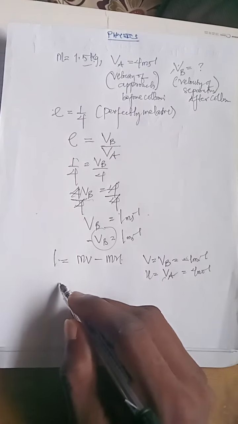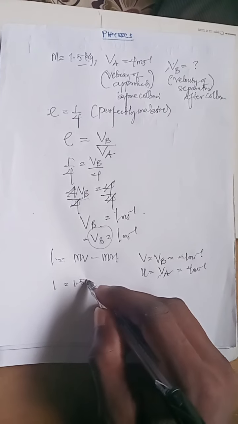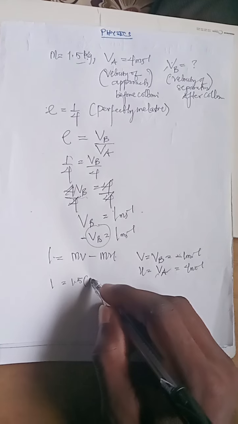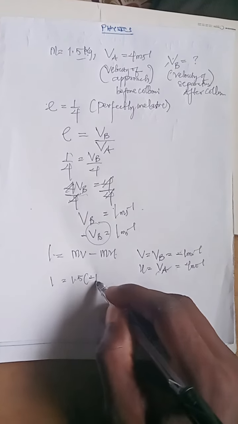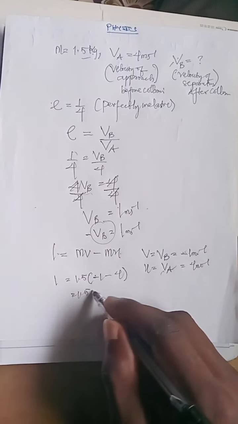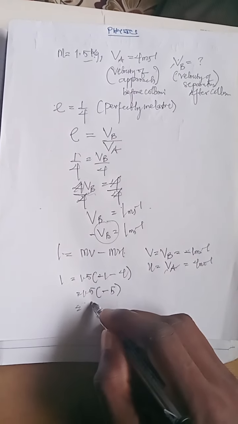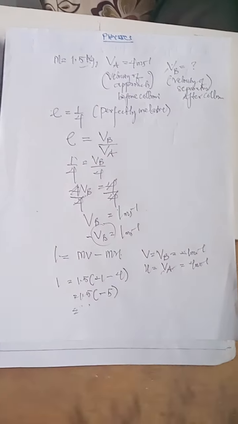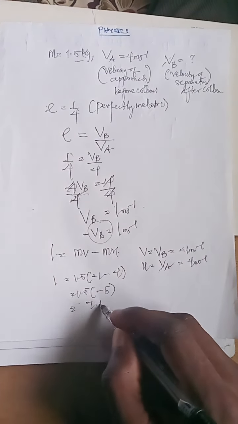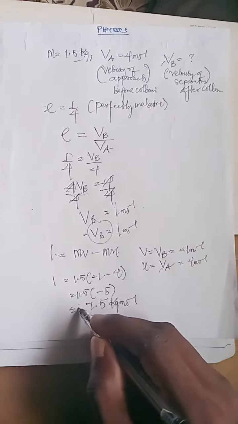So which means the impulse will now be what? Mass 1.5, into the V we have here, which is VB, right? VB is -1, then minus 4. Can you see? So we have 1.5 multiplied by -5. If you multiply it very well, we find 7.5, that's 7.5 kilogram meter per second. So it's going to be negative.